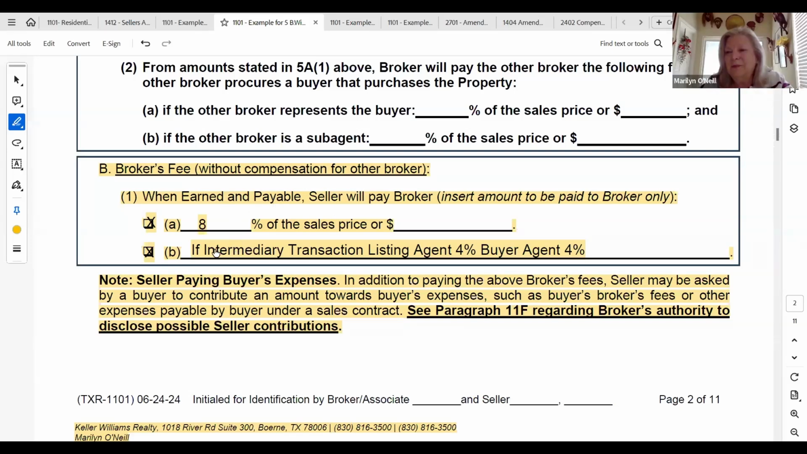So do we, as Keller Williams Memorial, have a policy for the B1B? Is the intermediary transaction listing agent 4%, buyer's agent 4%? No, I just gave these as examples, folks. That's all they are. They're just examples. So we don't have a policy like that. I'm not aware of any policy that the broker has. Thank you.